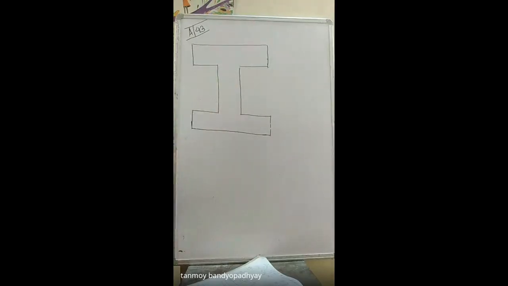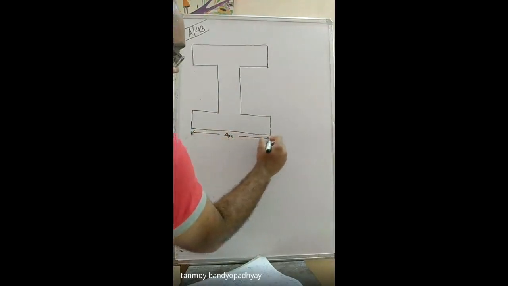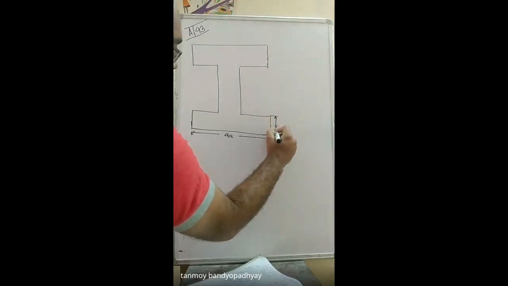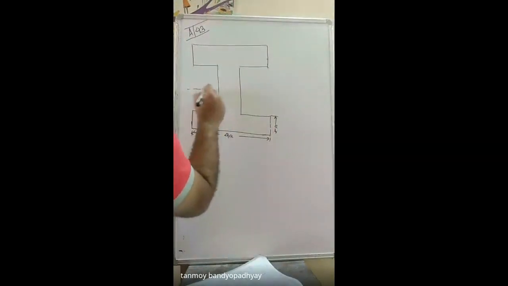So the actual section looks like this. So this length is 4a. This length is a. Okay.